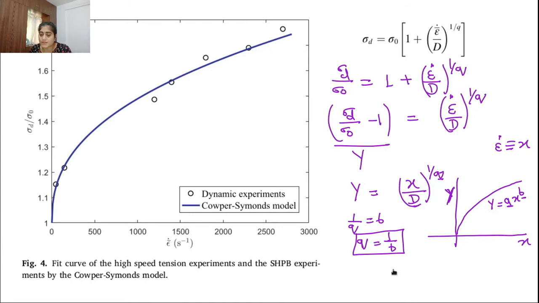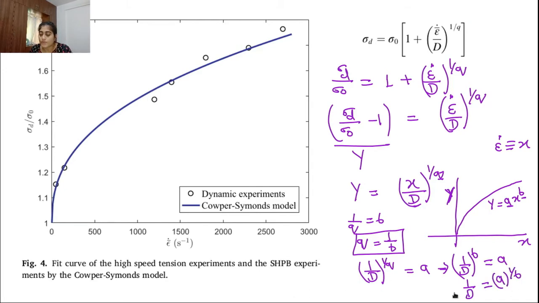So how can you find it? This is equal to (1 over D) to the power of 1 over Q, which is nothing but equal to A, and you know 1 over Q is equal to B. So you can write it like this: (1 over D) to the power of B equals A. So 1 over D equals A to the power of 1 over B.